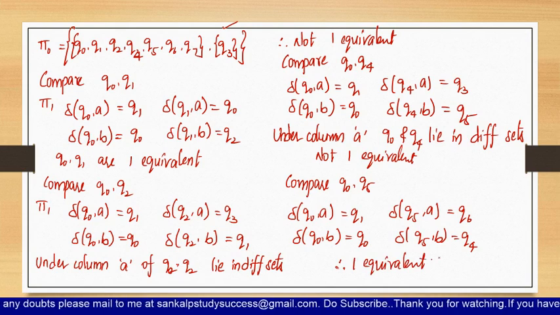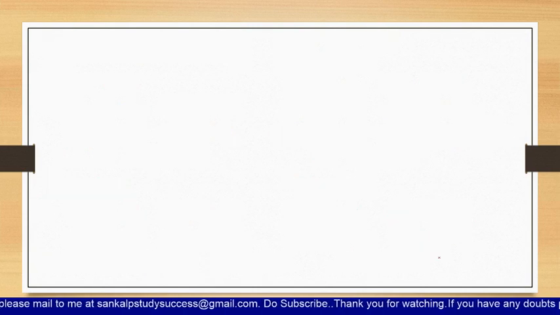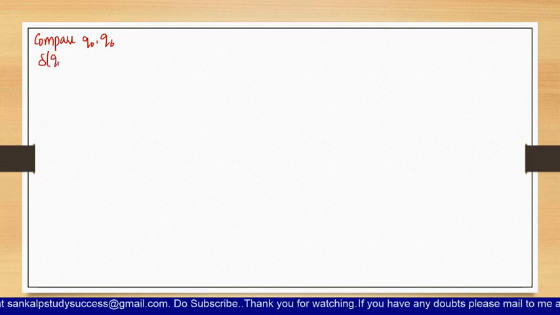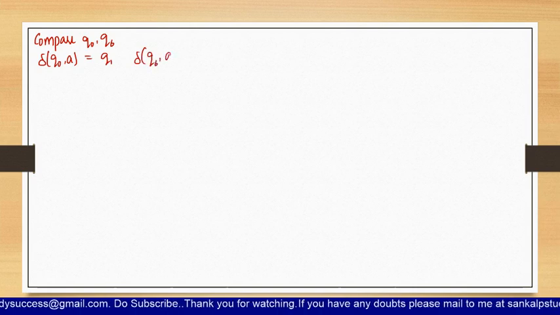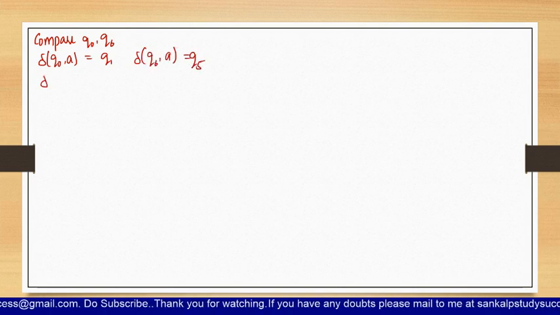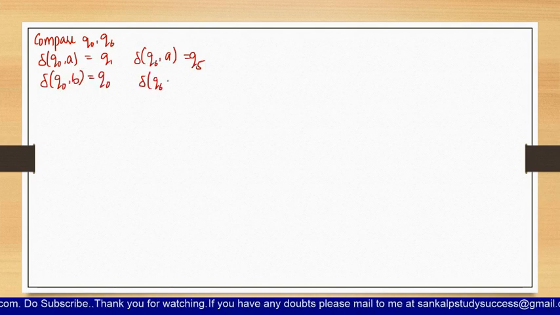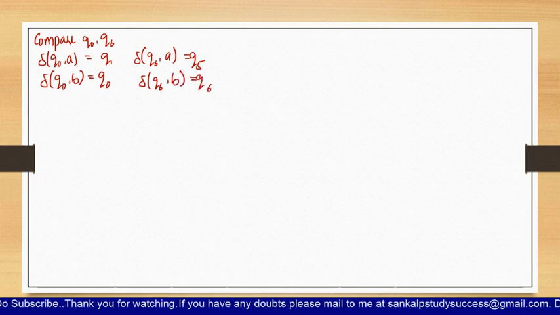So now we have compared q0 with q5, and we should also compare q0 with q6 and q7. So let us compare q0 with q6. Transition function of q0 comma a is equal to q1, and transition function of q6 comma a is equal to q5. Transition function of q0 comma b is equal to q0, and transition function of q6 comma b is equal to q6. So if you observe here, q1, q5, q0, q6 all belong to the same set, that is the non-final set. So therefore they are one equivalent.